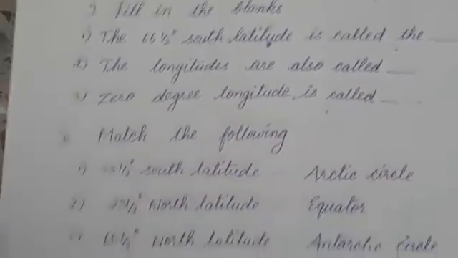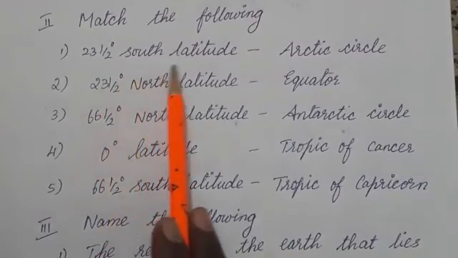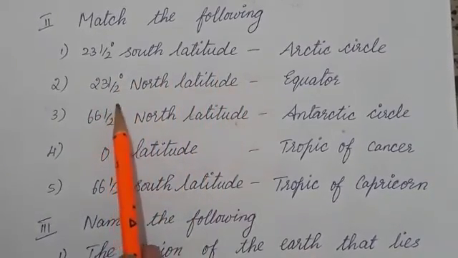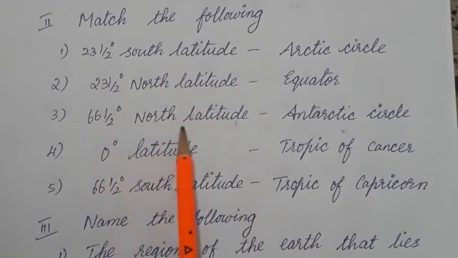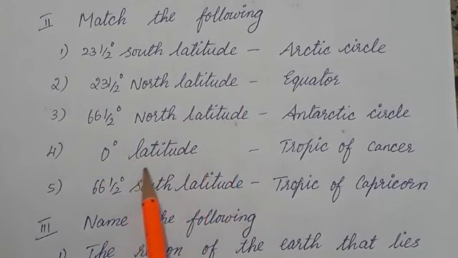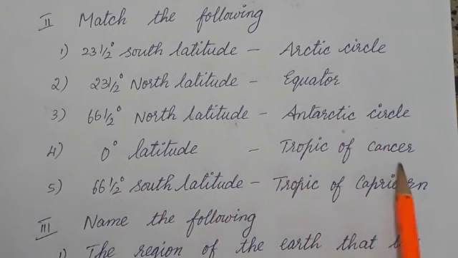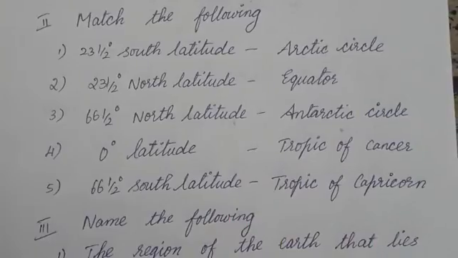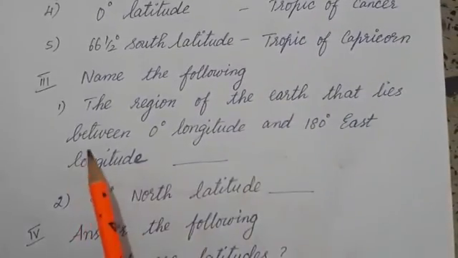And match the following, match the correct answers. First one, 23.5 degree south latitude, 23.5 degree north latitude, 66.5 degree north latitude, 0 degree latitude, 66.5 degree south latitude. Here I have given you Arctic Circle, Equator, Antarctic Circle, Tropic of Cancer, Tropic of Capricorn. And name the following. Two I have given you.